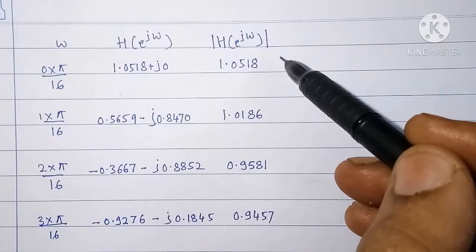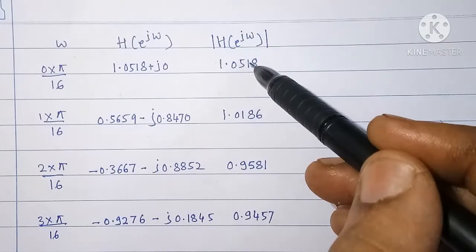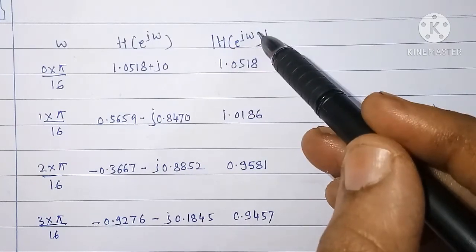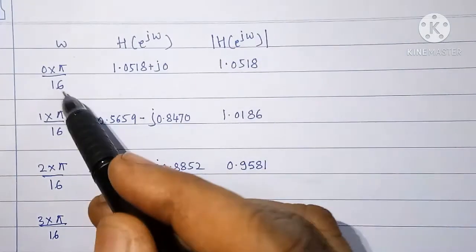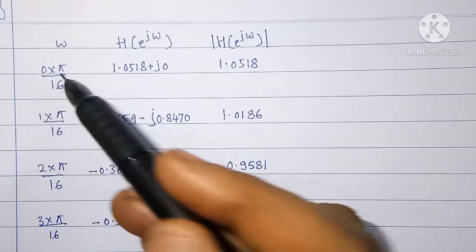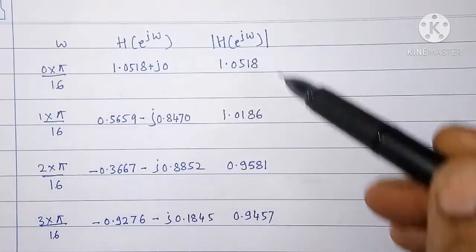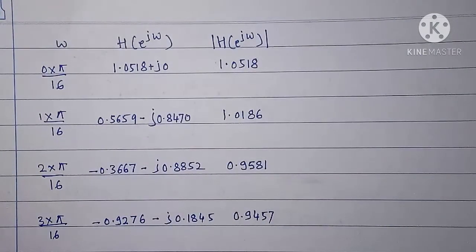The calculation made for magnitude of h of e raised to j omega for omega varying from 0 to pi are tabulated here. You can refer, but it is very much essential that you calculate the values on your own using calculator. I will scroll slowly for your reference after calculations.